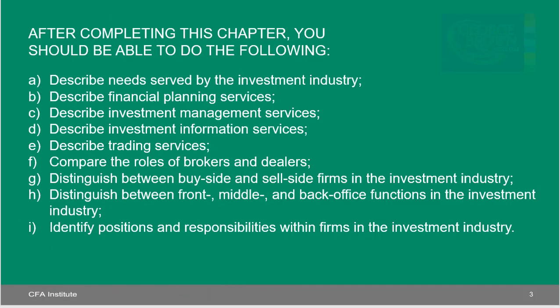So the learning outcome statements for this chapter are: Learning Outcome Statement A, describe needs served by the investment industry. B, describe financial planning services. C, describe investment management services. D, describe investment information services. E, describe trading services. F, compare the roles of brokers and dealers. G, distinguish between buy-side and sell-side firms in the investment industry. H, distinguish between front, middle, and back office functions in the investment industry. And finally, I, identify positions and responsibilities within firms in the investment industry.